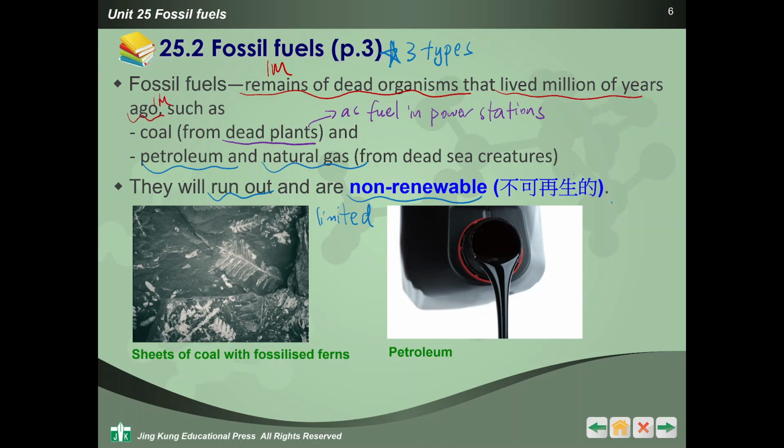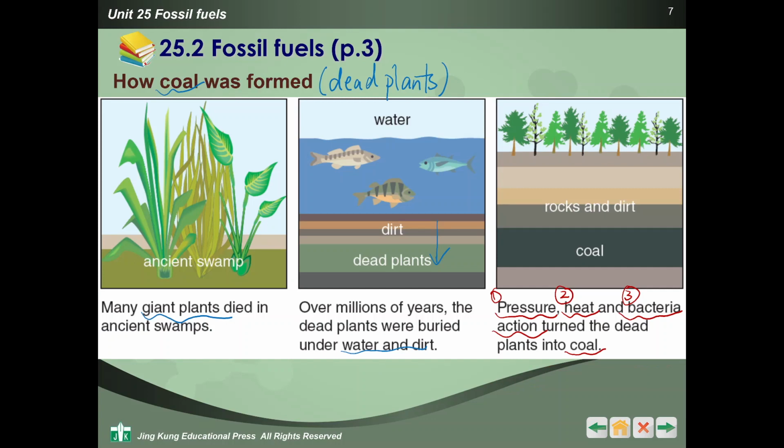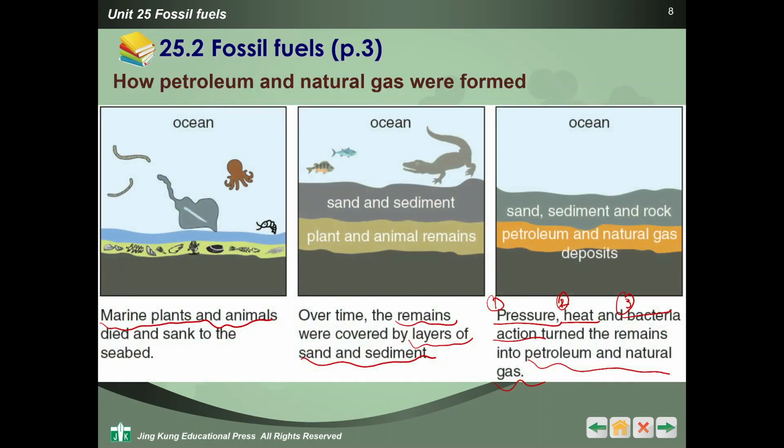That's 1 mark. And if they ask you how coal, petroleum, or natural gas is formed, then you will mention these three factors: due to high pressure, heat, and bacterial action, eventually it will turn the dead plants into coal and the dead sea organisms into petroleum and natural gas. So that's exactly how fossil fuels are formed.